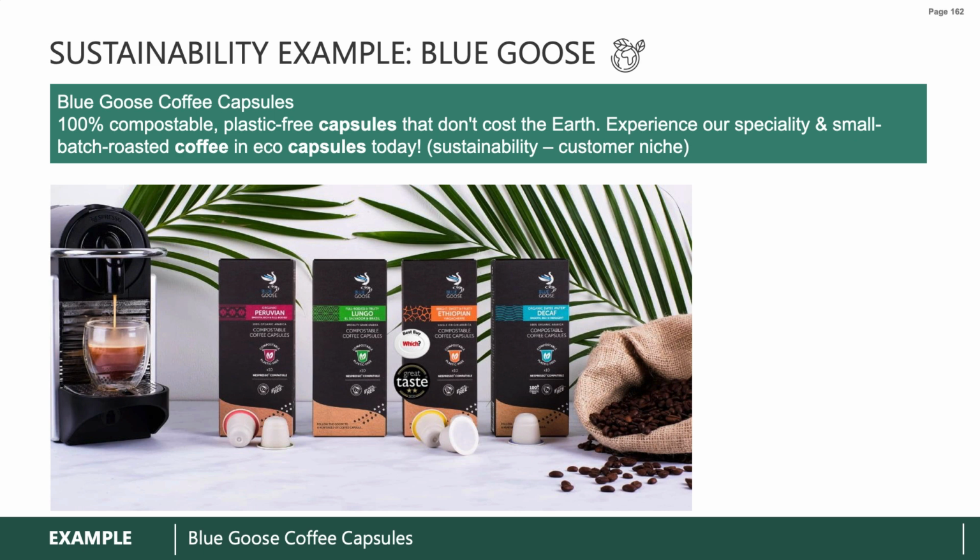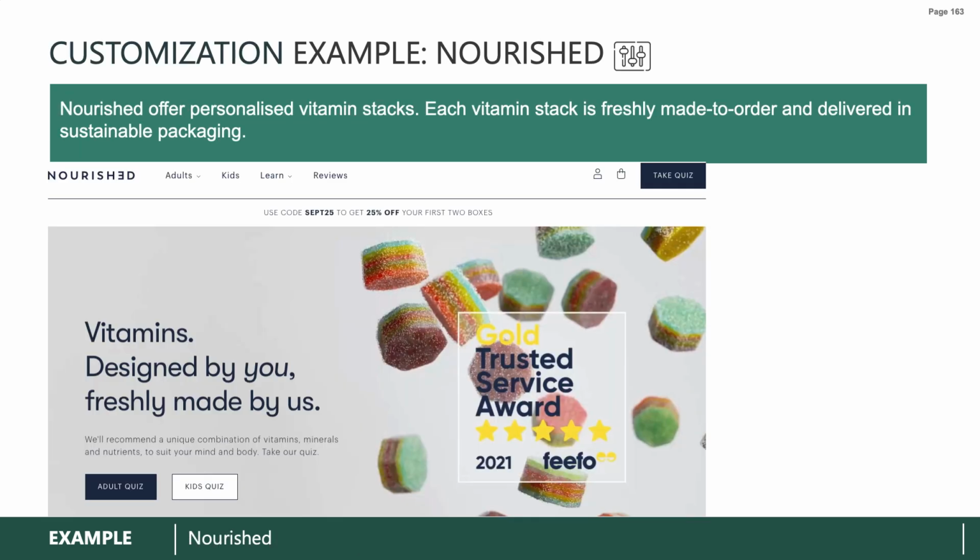Sustainability. This is an example of Blue Goose. So similar to Nespresso, they've taken a market and gone and looked at it and gone, the capsules actually aren't very eco-friendly. So we're going to develop a similar product to a similar audience, but we're going to make it more appealing. We're going to focus on actually making sure that our capsules are compostable. So just by taking that one angle, one focus, they were able to create a point of differentiation.